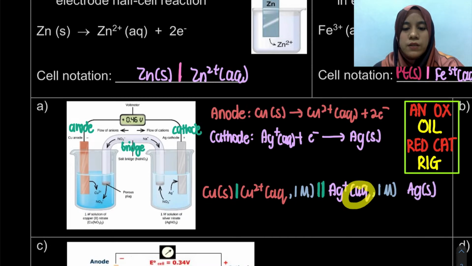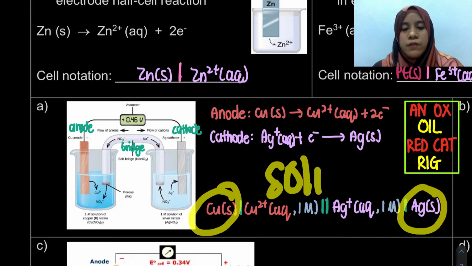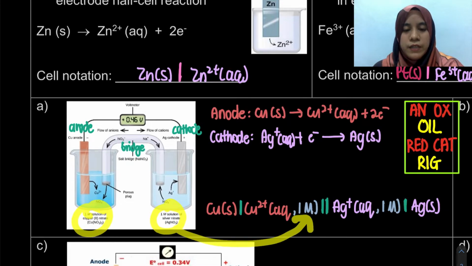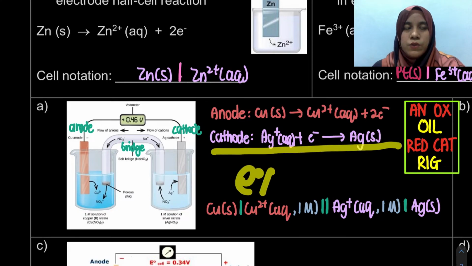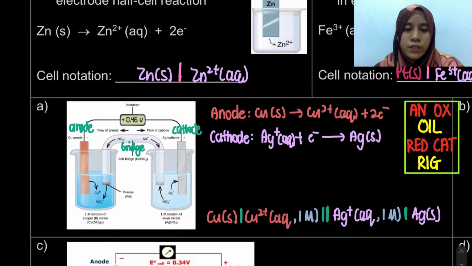So when we check, the phase is different, so we have to draw the line. Okay, so that is the cell notation for example A. When we combine it, remember that the start and end must be solid, and the concentration is written down if given. So for extra exercise, let's do the overall equation for this reaction.